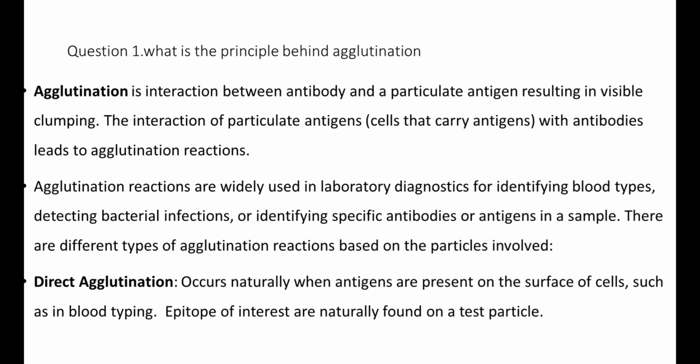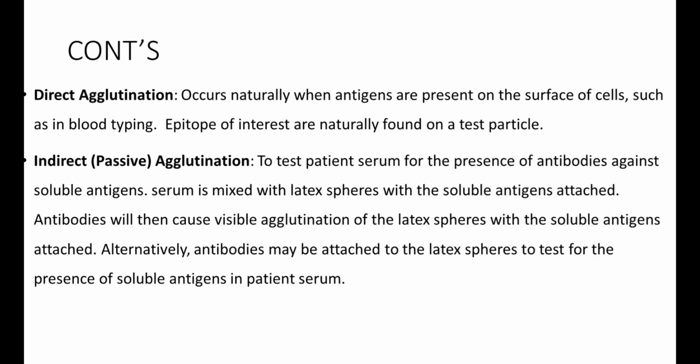When you say direct agglutination, it occurs naturally when the antigen is present on the surface of the cell. For example, during blood typing, as you know, the antigen is mostly found on the red cell. When the antibody in the antiserum binds with that antigen, it can form clumping. That is what you call direct agglutination.